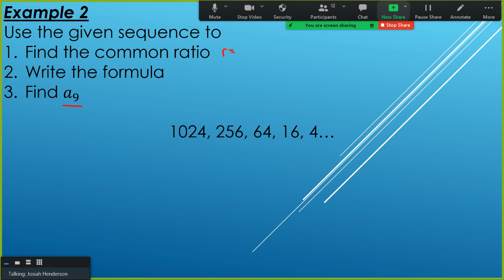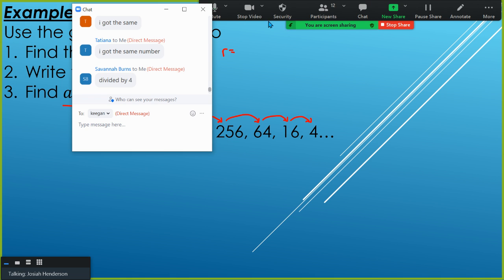If our numbers are getting smaller each time, that means we're dividing by something, not multiplying. But it's still a geometric sequence if we're multiplying or dividing. So what are we dividing by this time to get us the next number in the list? Divided by 4. Nice. Anaya, good. And Savannah, you're both correct.